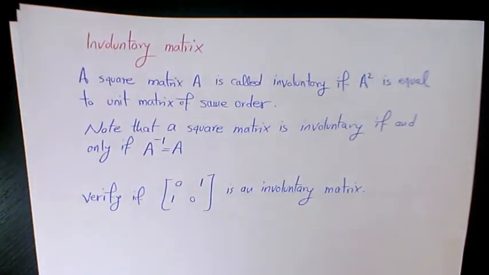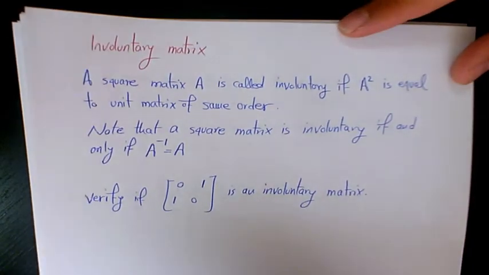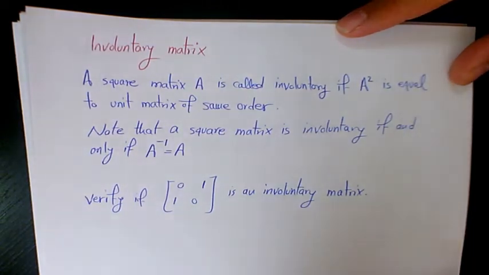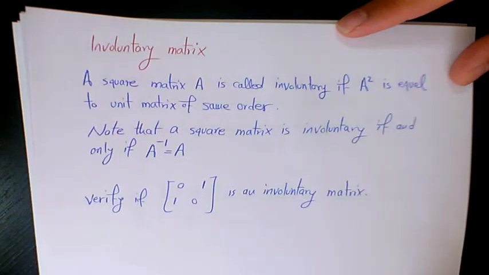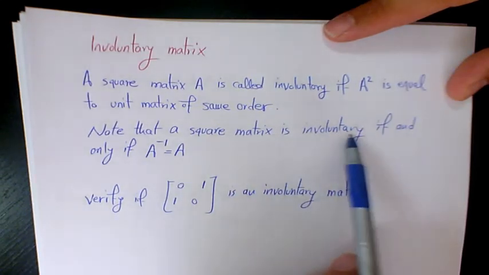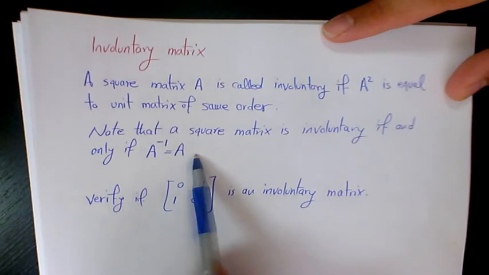Next concept is involutory matrix. A square matrix A is called involutory if A squared is equal to unit matrix of the same order. So if it's equal to 0, we're going to call it a nilpotent. If it's equal to a unit matrix, we call it an involutory matrix. So note that a square matrix is involutory if and only if inverse of A equals A.